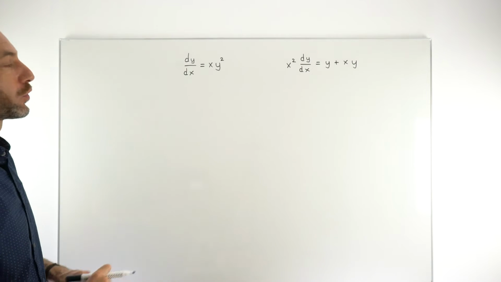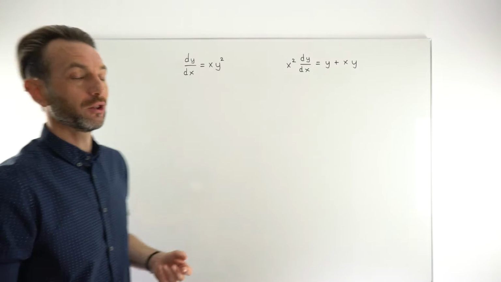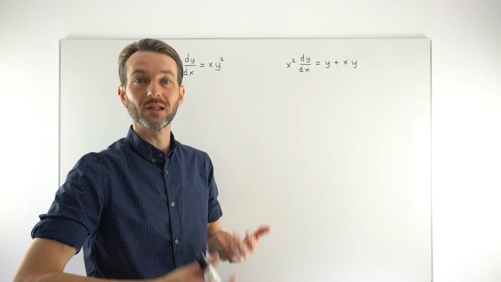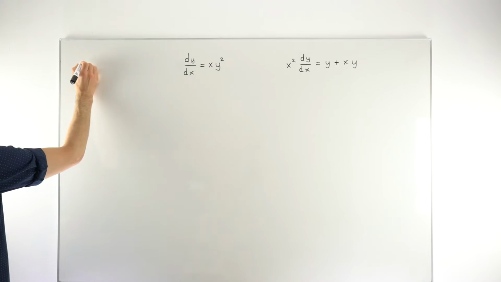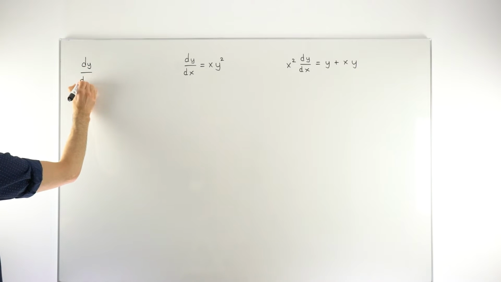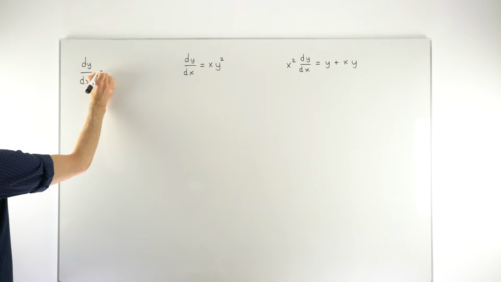So the first thing for all differential equation types is to learn the format. What am I looking for? What does this type look like? And the format we're looking for with a separable differential equation is basically to have our derivative, so first derivative, so dy dx, on the left-hand side.